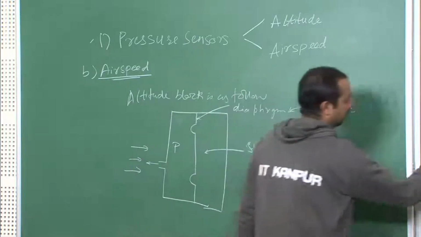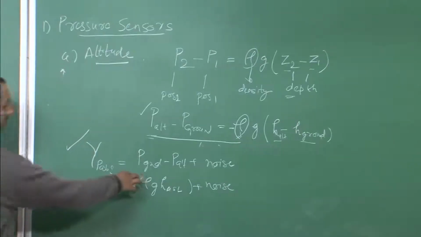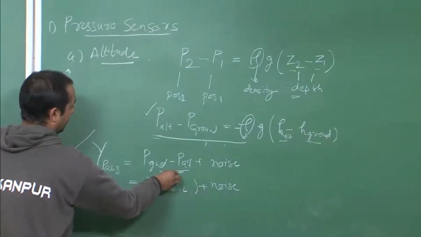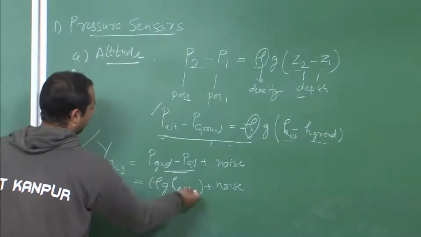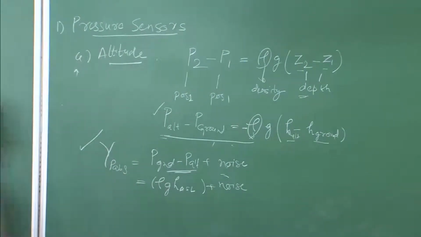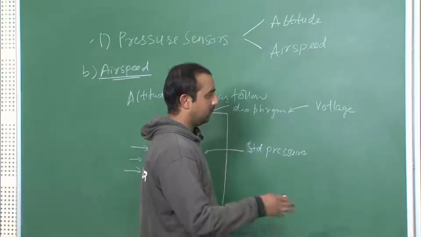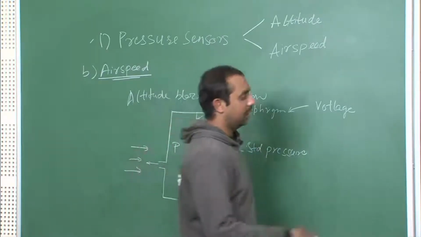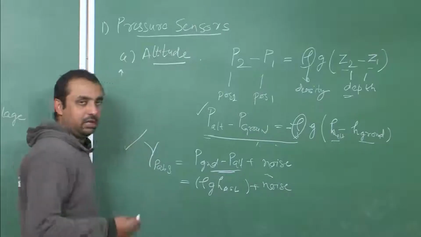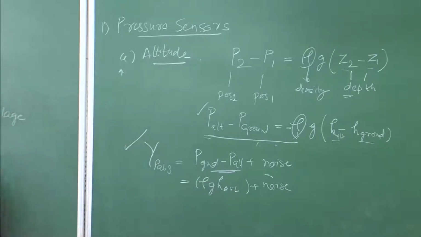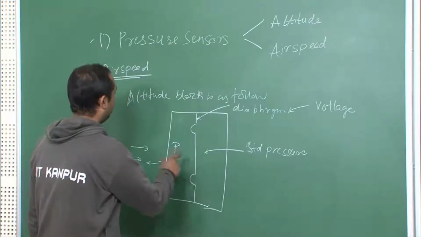We have already shown this will be your output. The relation is the difference between your pressure at ground and at a particular altitude plus some noise part. If your instruments are quite accurate, then noise can be neglected, but we generally consider some noise part here. This was for altitude.